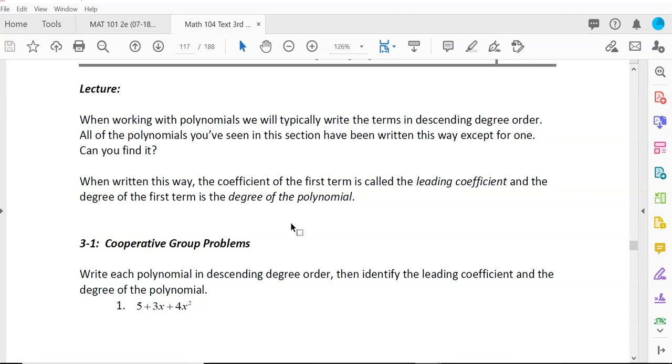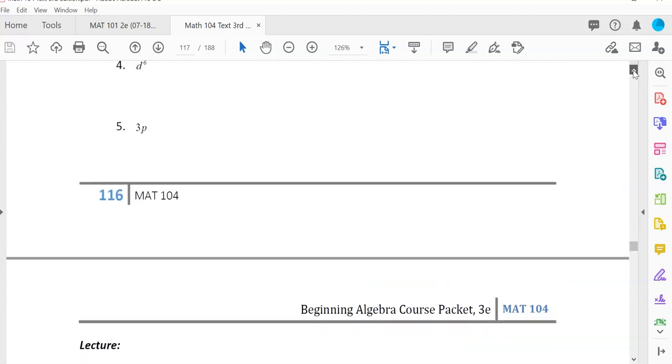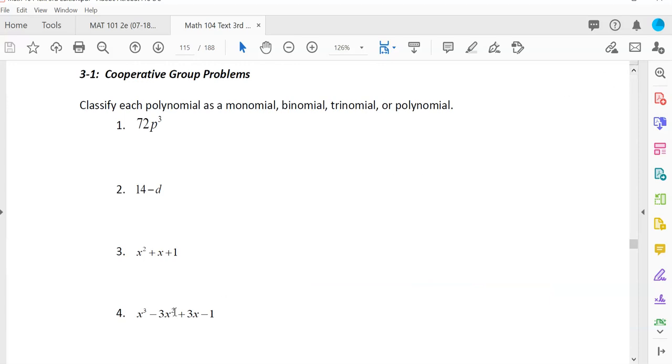Now the next part of lesson 3.1 is about descending order and degree of polynomials. Now that we've figured out how to find the degree of each term, we can put terms in order. Generally speaking, when we write a polynomial, we put it in descending order. What that means is that we're going to put the highest degree first.